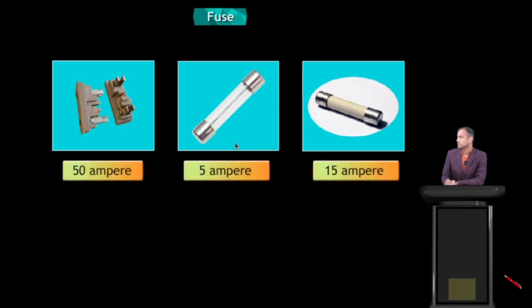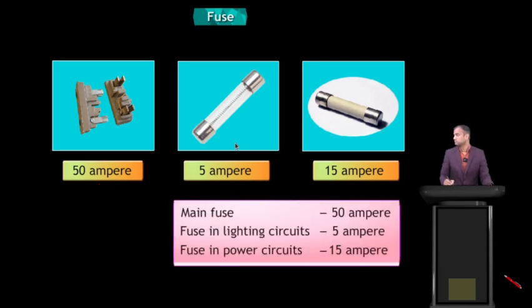So these are different types of fuse. One is 50 ampere, another 5 ampere, and another 15 ampere. These are different kinds of fuse. They can blow off if the excess current is more than 50, more than 5, or more than 15 ampere. So this is the main fuse, 50 ampere. The fuse in the lighting circuit is 5 ampere, and the fuse in the power circuit is 15 ampere.